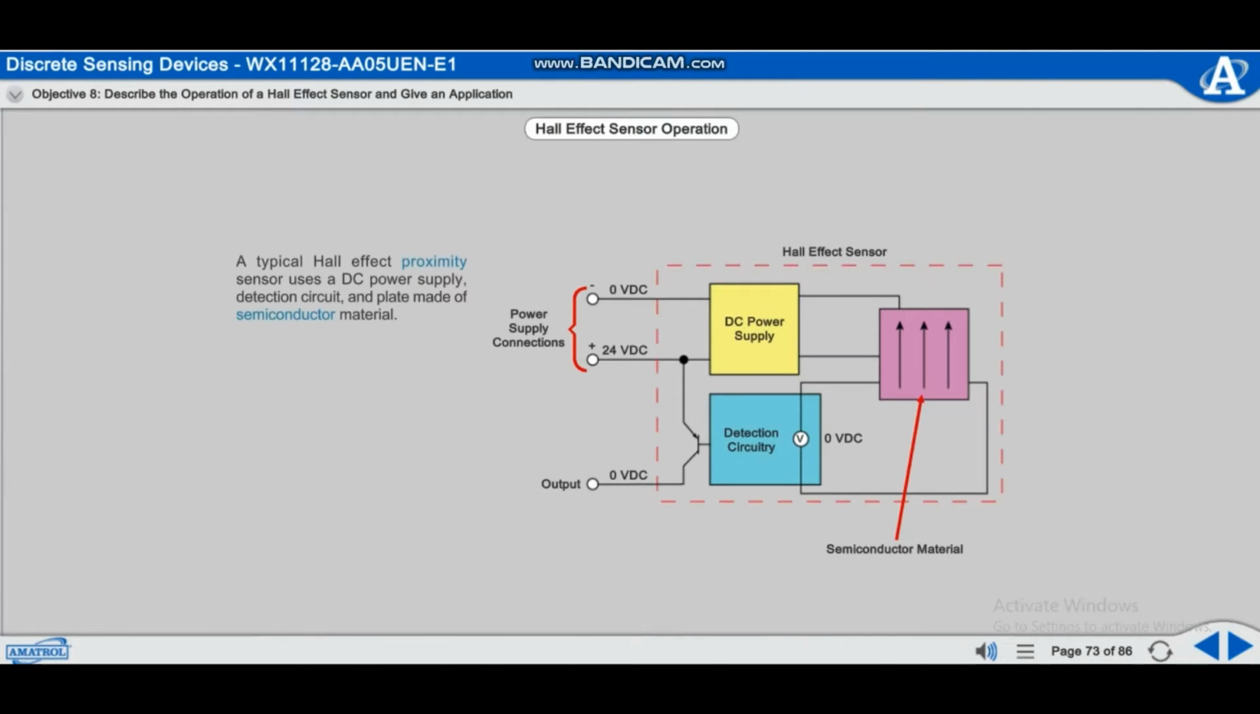A typical Hall effect proximity sensor uses a DC power supply, detection circuit, and plate made of semiconductor material. Current flows through the semiconductor plate undisturbed when no magnetic field is present, which creates an even electrical charge across the plate and no output voltage to the detection circuit.